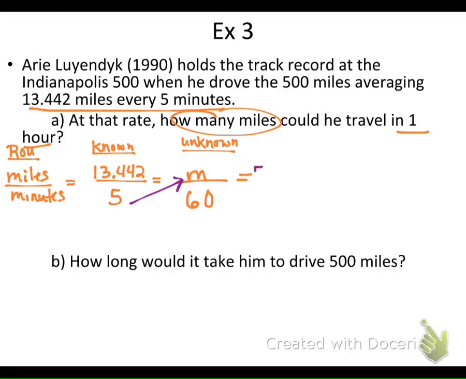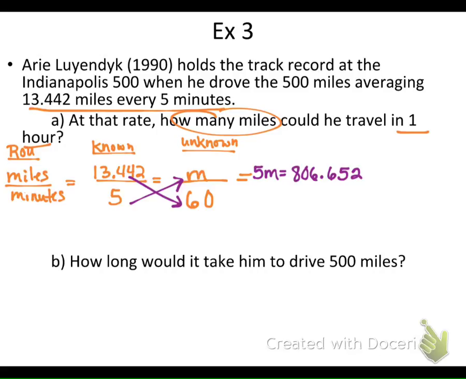5M. And then we're going to cross multiply our other numbers, 13.442 times 60. It's 806.652. Okay? So I'm ready to solve a one-step equation.